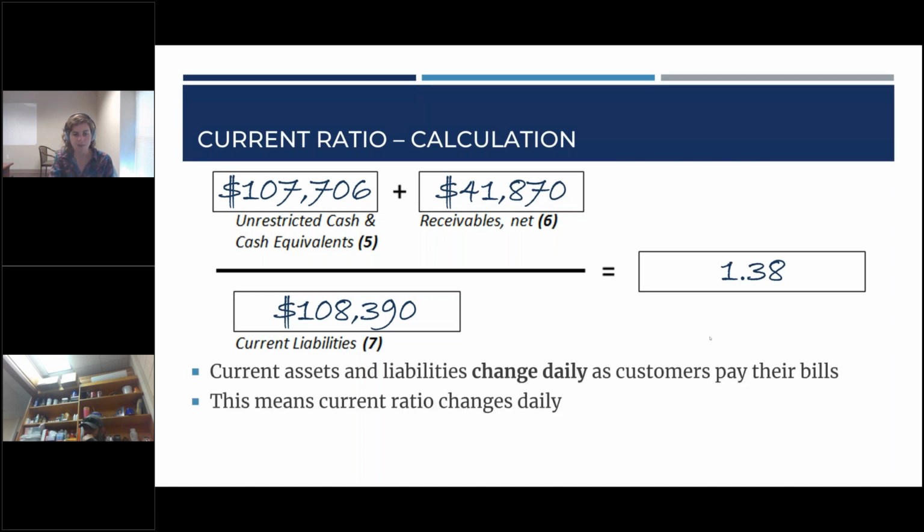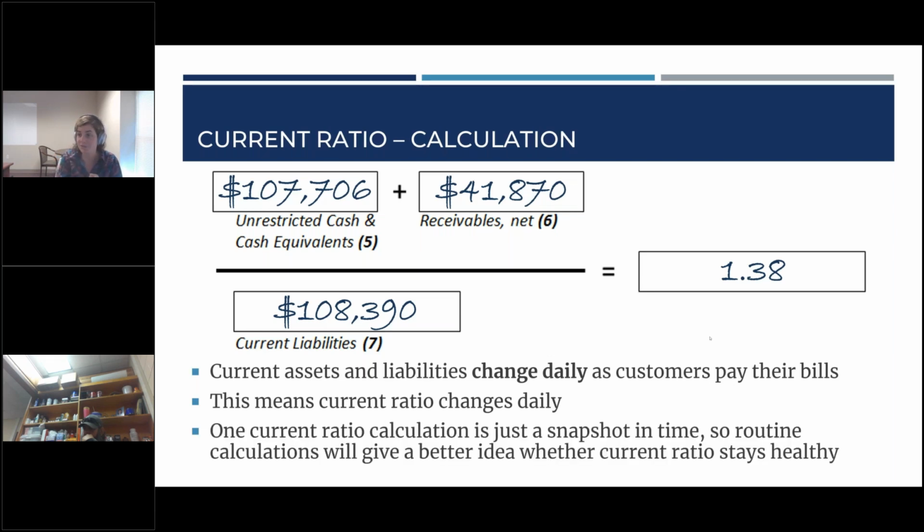And so again, these change daily based on how people pay their bills. So it also means that this ratio changes daily. And so it's just a snapshot in time. If this is something that you're interested in, that your utility is interested in, it's important to make sure that this is evaluated more than just once a year. If you have this information on hand, just go ahead and do the calculation throughout the course of the year. Again, if this is something that's important to your utility, if you think some of those current liabilities are going to be something that you need to cover soon, this could be something important to think about.